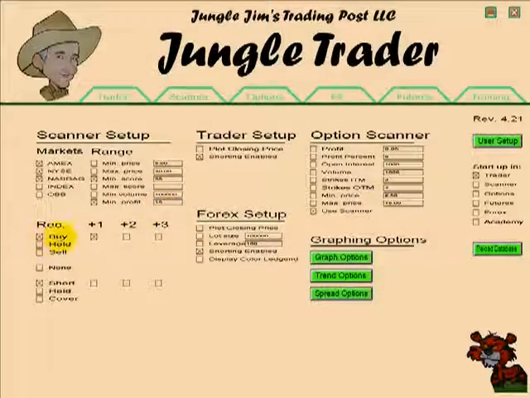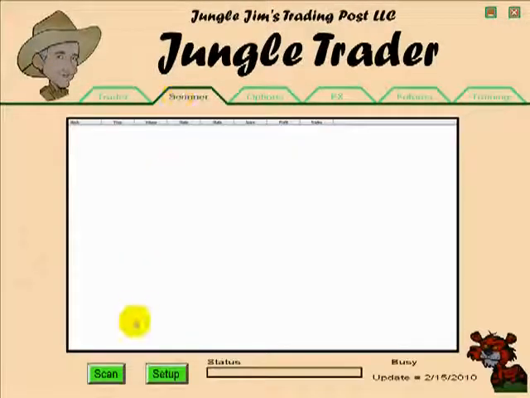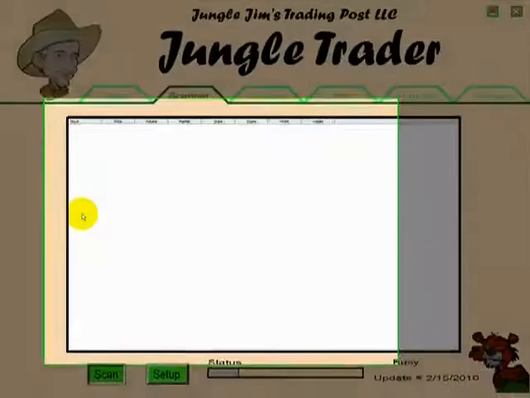I've told it to find buy signals that are up to 2 days old, and shorts. Now let's go up and run a scan in the scanner. This is the stock scanner. It goes out and scans the markets looking for stocks that meet certain trading criteria.